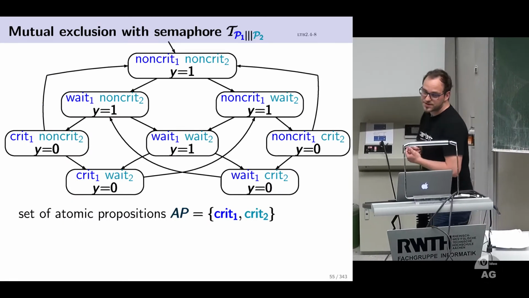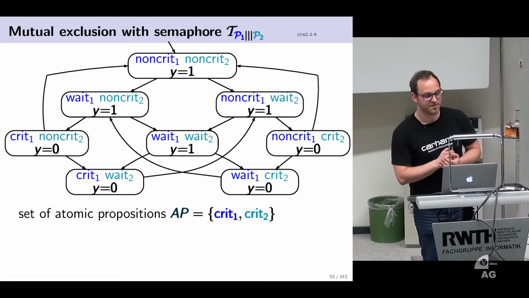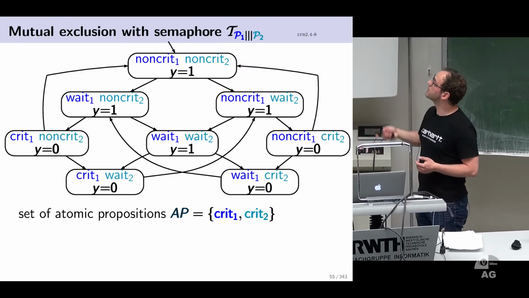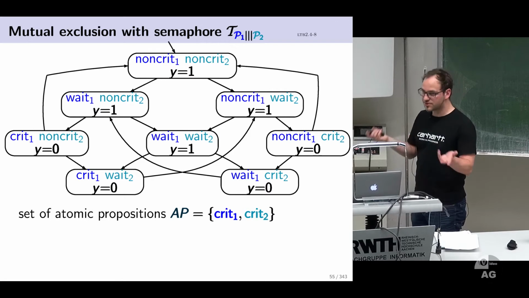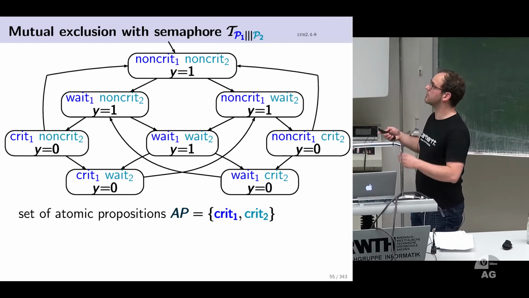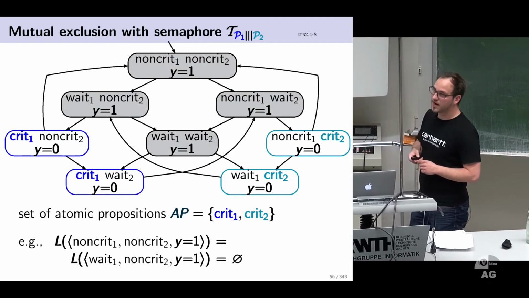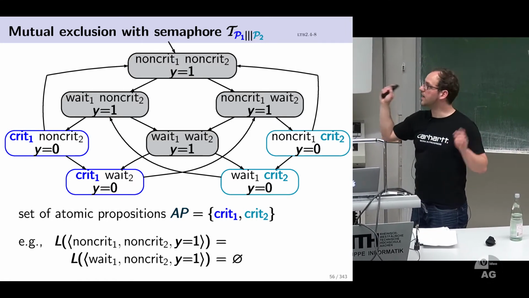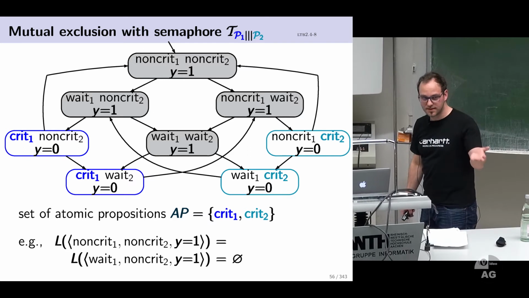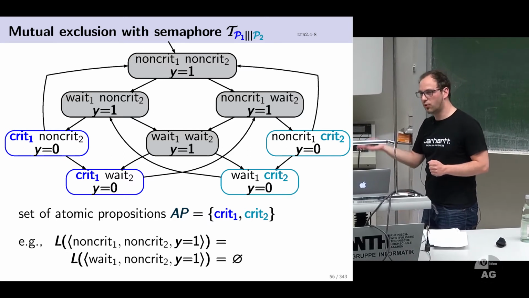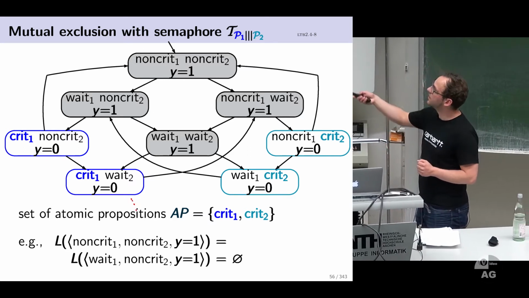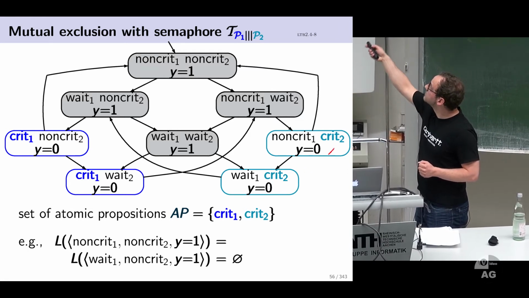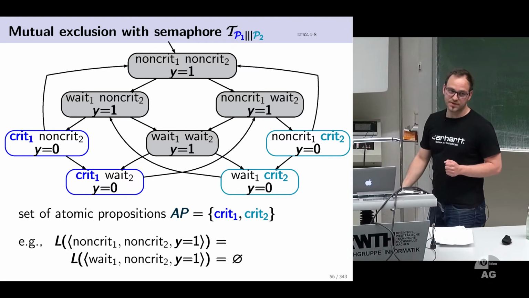Okay, let's look at the transition system of the semaphore-based mutual exclusion again. We have two atomic propositions, crit1 and crit2, because we're interested in whether this algorithm establishes mutual exclusion. And then the labeling is graphically represented like this. All the states up here don't have any label because neither process 1 nor process 2 is in the critical section. Here we have process 1 in the critical section, and symmetrically we have process 2 in the critical section over here.